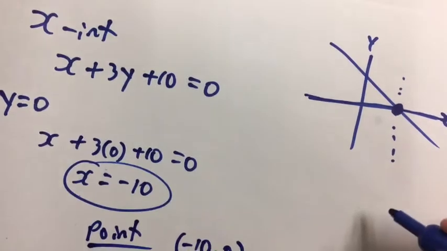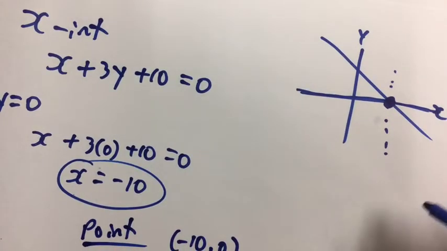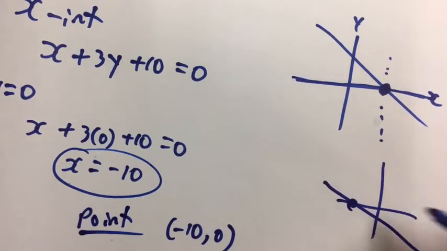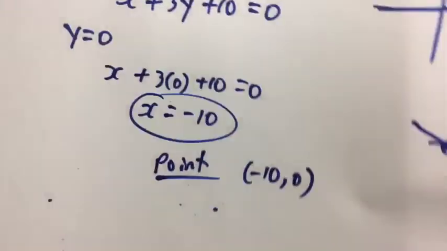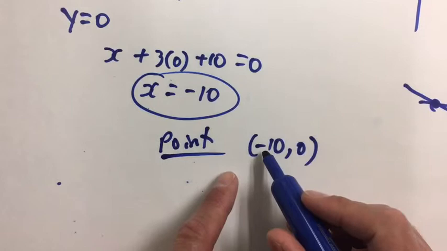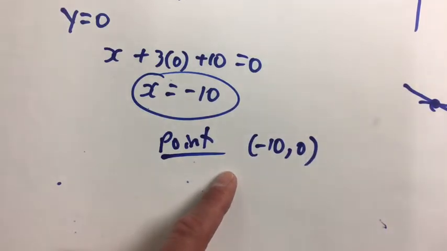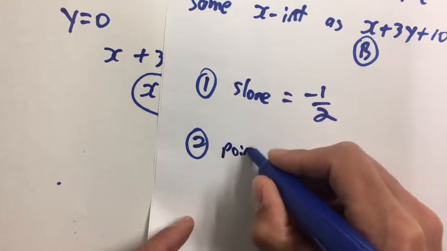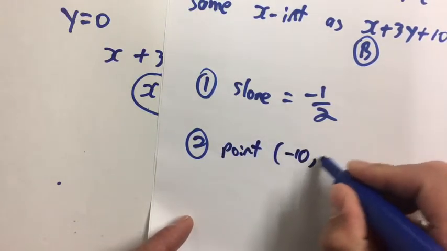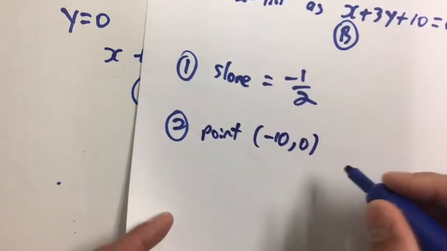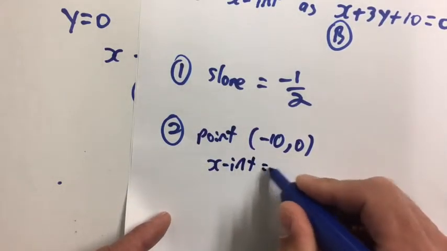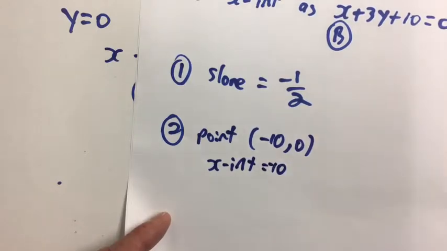It also means this picture's backwards. If my x-intercept is negative 10, then it would look more like that. We're over here at negative 10. So I've got the point x equals negative 10 when y equals 0. I can use that as my second fact. So I've got the point negative 10, 0. And that's the same as saying my x-intercept is equal to negative 10.